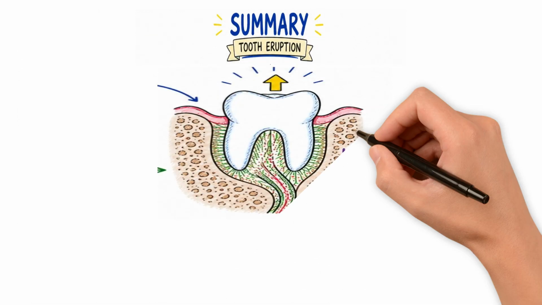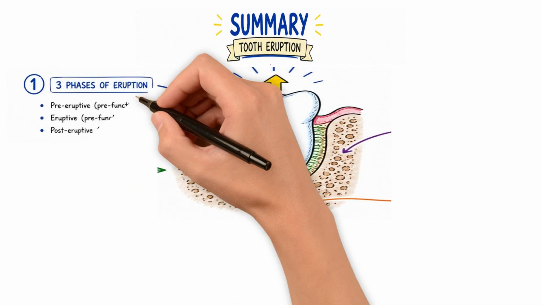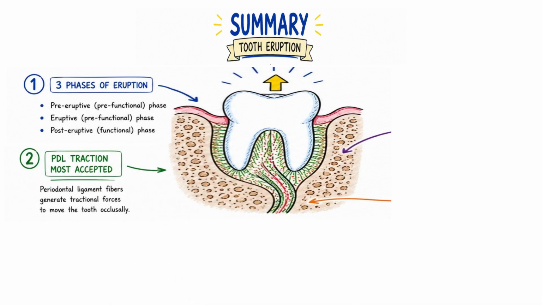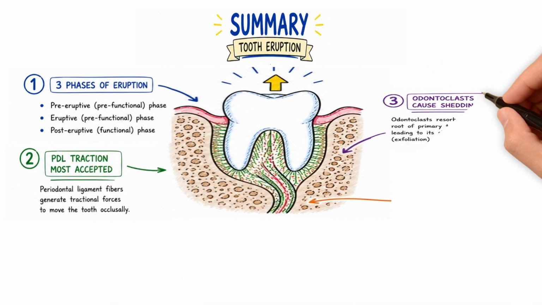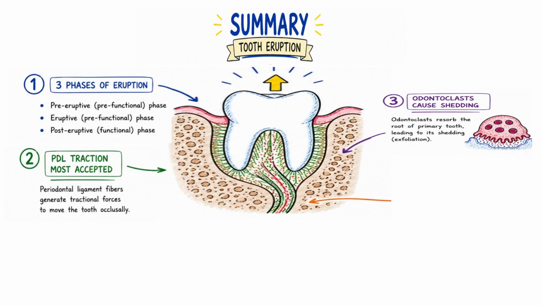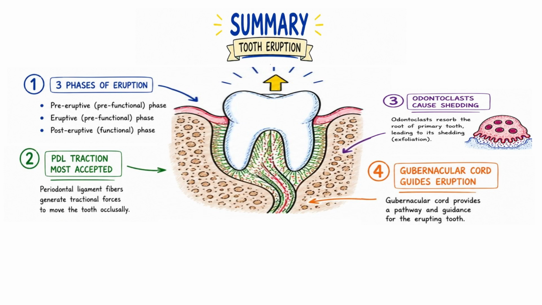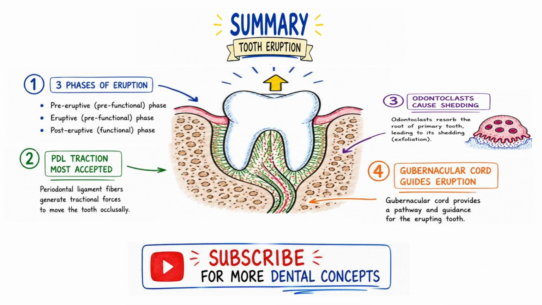Let's quickly revise the most important examination points. There are three phases of tooth eruption. The most accepted theory of tooth eruption is the periodontal ligament traction theory. The cells responsible for root resorption are odontoclasts. The gubernacular cord guides the eruption of permanent teeth. The key enzyme associated with root resorption is acid phosphatase. Understanding these concepts forms the foundation for oral histology, pediatric dentistry, orthodontics, and periodontology, and they are among the most frequently tested topics in BDS and NEET MDS examinations.